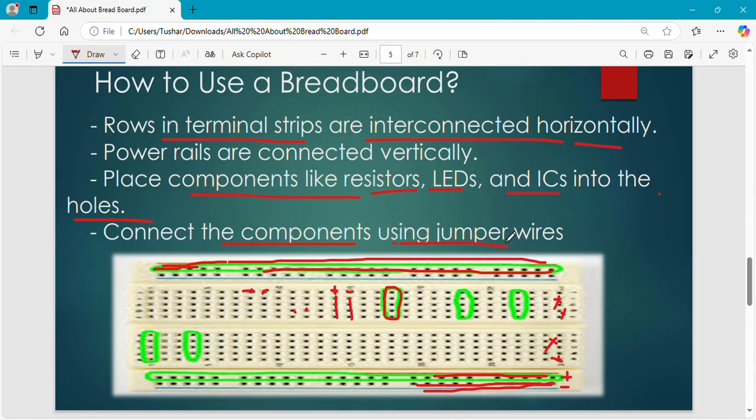You have already seen in your labs or online the jumper wires like these: the male wire, the female wire and the male-female wire. I don't need to explain it here; I will explain it in another video, but I think you are already aware of the male jumper wires. You can search jumper wires on YouTube or Google.